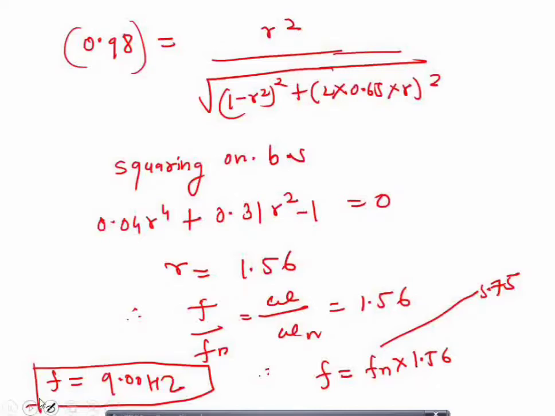So I hope you have understood from the graph. I have selected 0.98 based on the value of zeta. Okay.